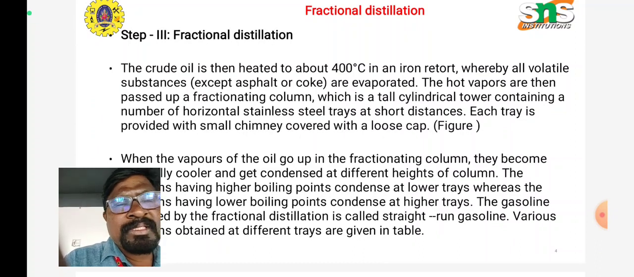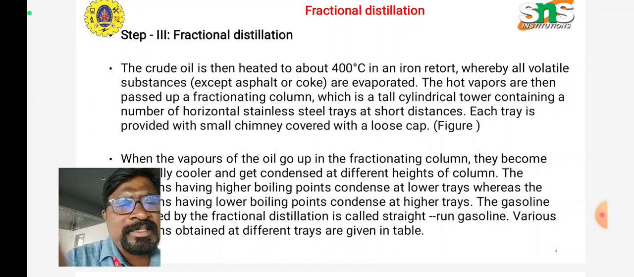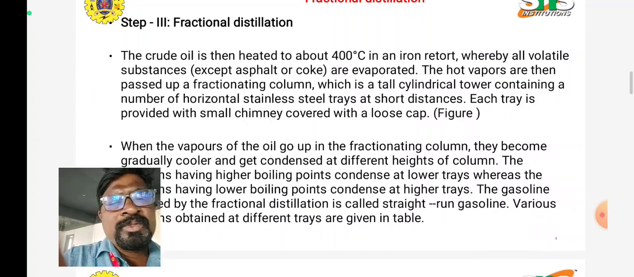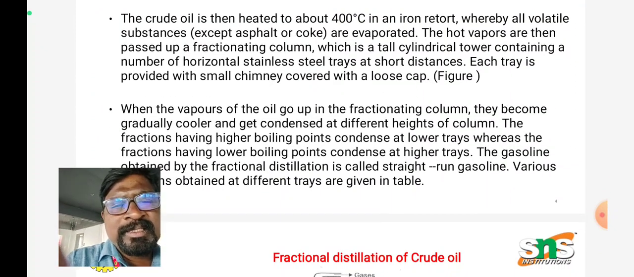The hot vapors are then passed up to the fractionating column, which is a tall cylindrical tower containing a number of horizontal stainless steel trays at short distances. Each tray is provided with a small chimney covered with a loose cap. We can see this in the diagram in the next slide.